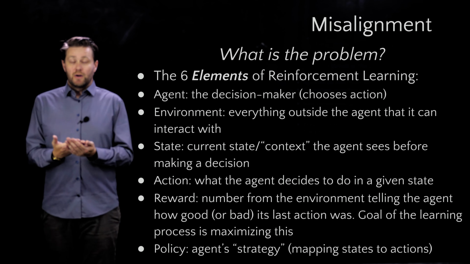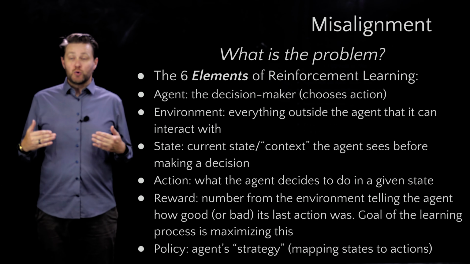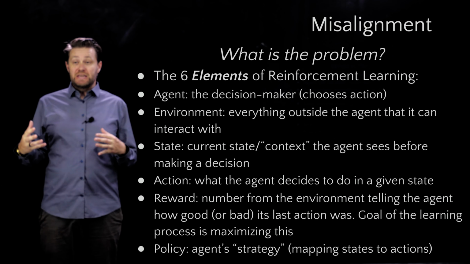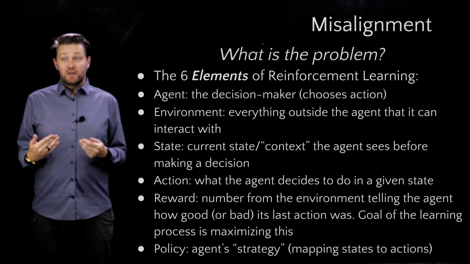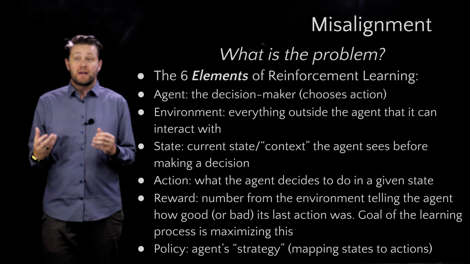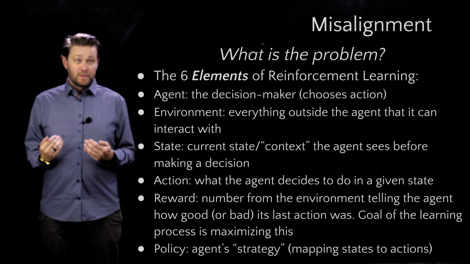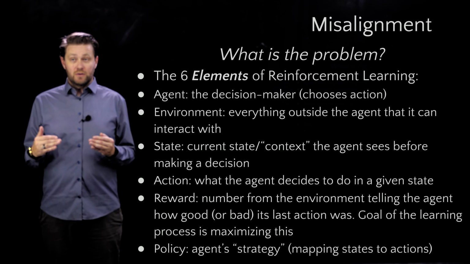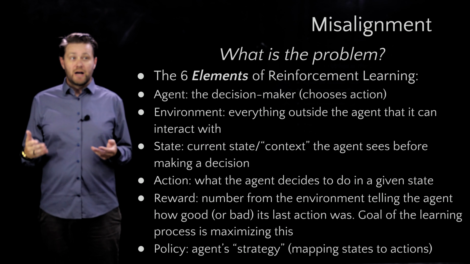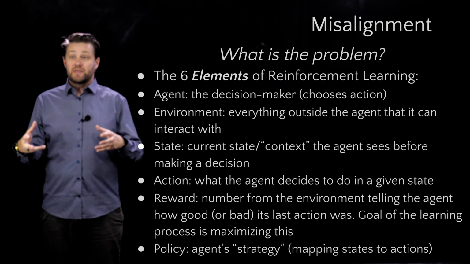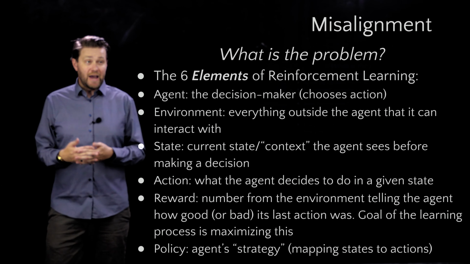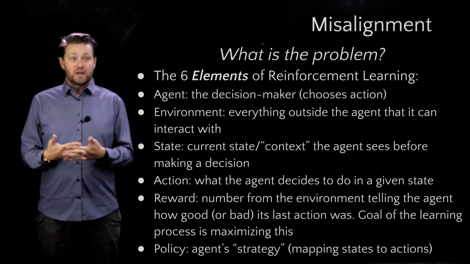Okay, so you have an agent. The agent is the one who makes a decision and takes an action. Then you have the environment in which the agent takes an action. The environment is everything that an agent is able to interact with. We need to talk about the state also. I like the word context. So this is the context that the agent finds itself in within the environment. Then, of course, the action, because the agent has to take an action.